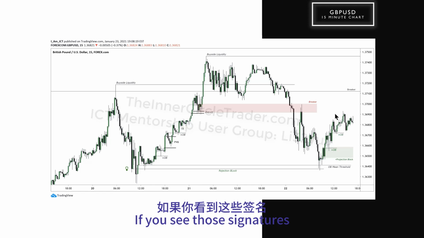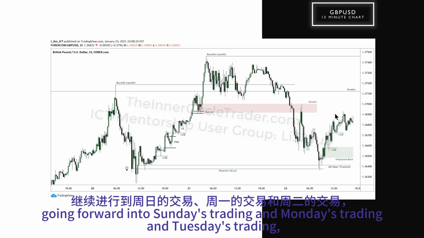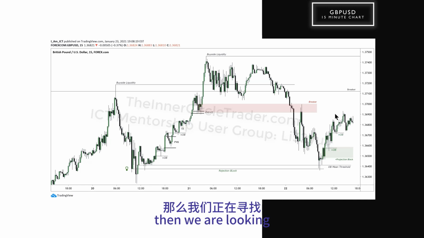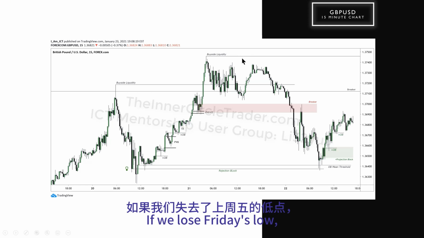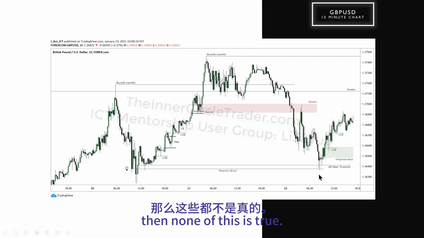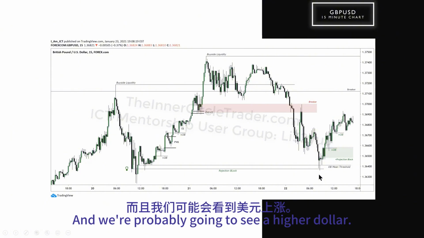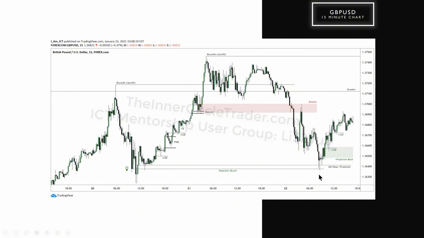If you see those signatures going forward into Sunday's trading and Monday's trading and Tuesday's trading, then we are looking for this area here to be traded to. If we lose Friday's low, then none of this is true, and we're probably going to see a higher dollar. All right, and that's going to be the discussion for that.